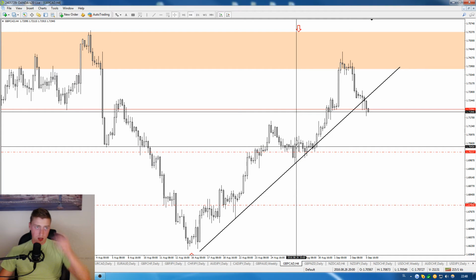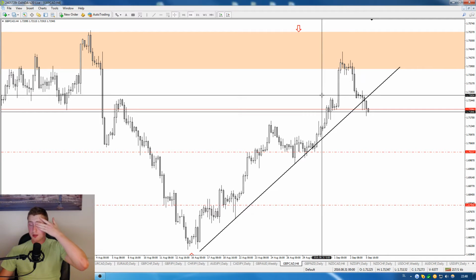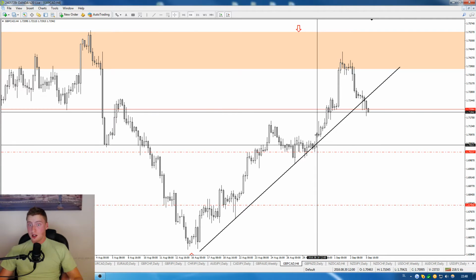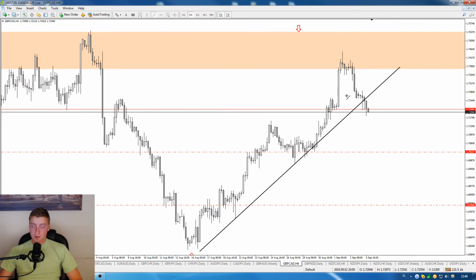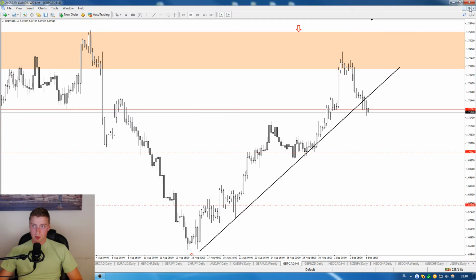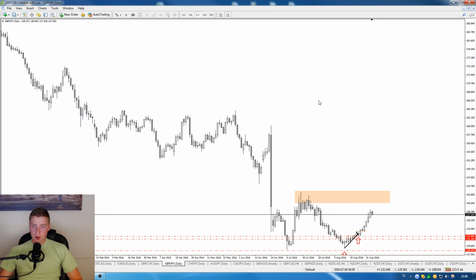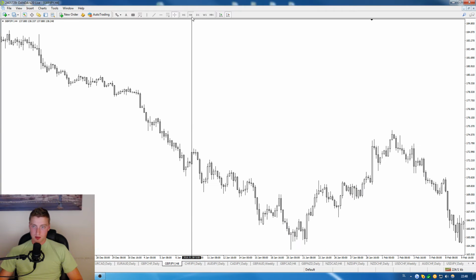I'm still long pound CAD. Actually, I've hedged it up here and taken some profits. Trail stop is below here, so for now there's actually nothing worth mentioning. Pound yen, still have some room to the upside.